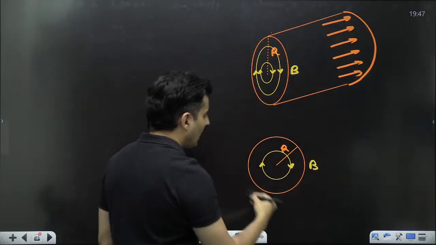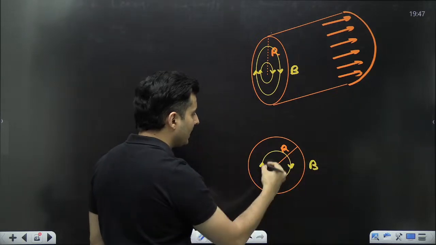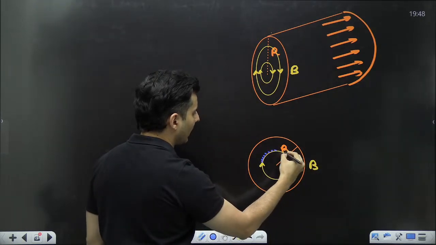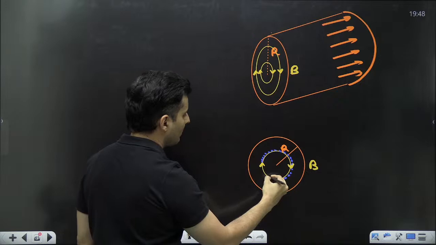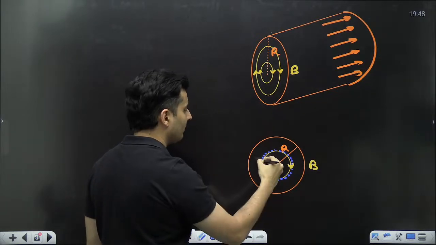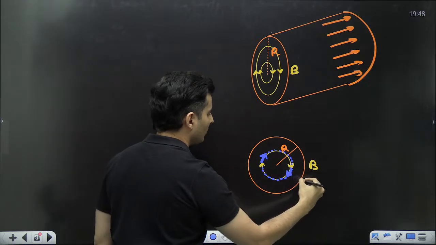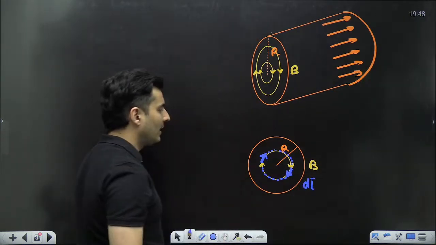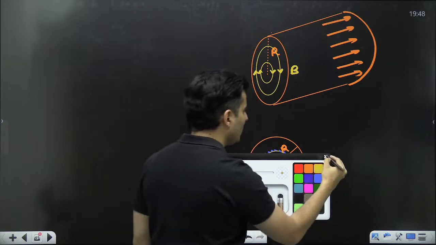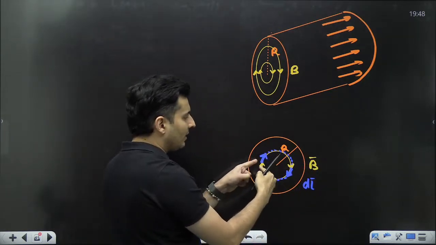Okay, I will take an Amperian path exactly around that magnetic field, going also like this only. So that is my DL. And now again you can see the magnetic field is always parallel to DL.